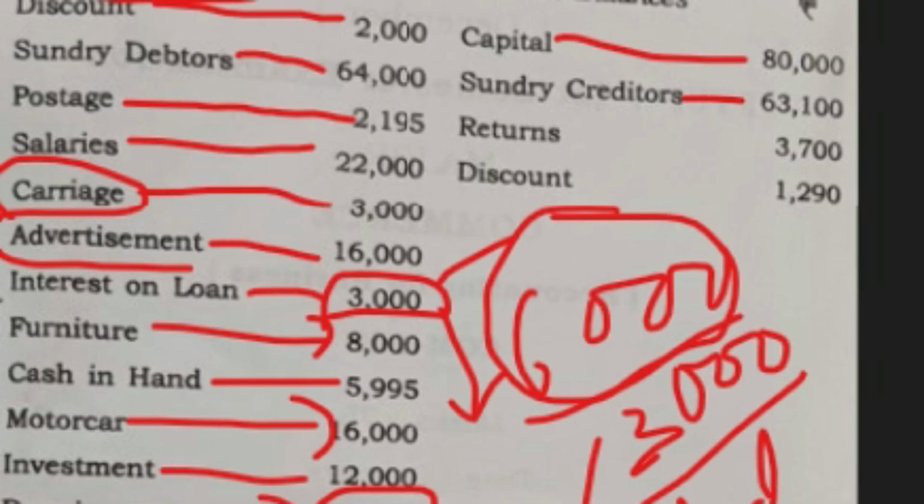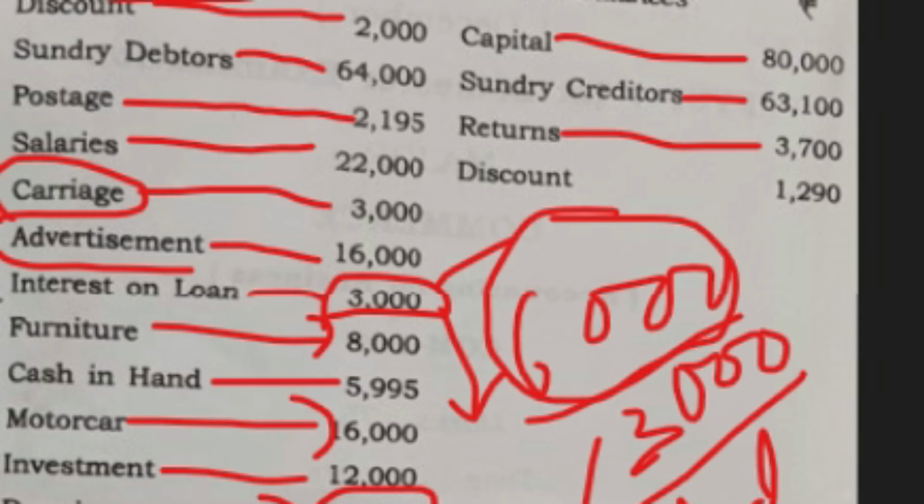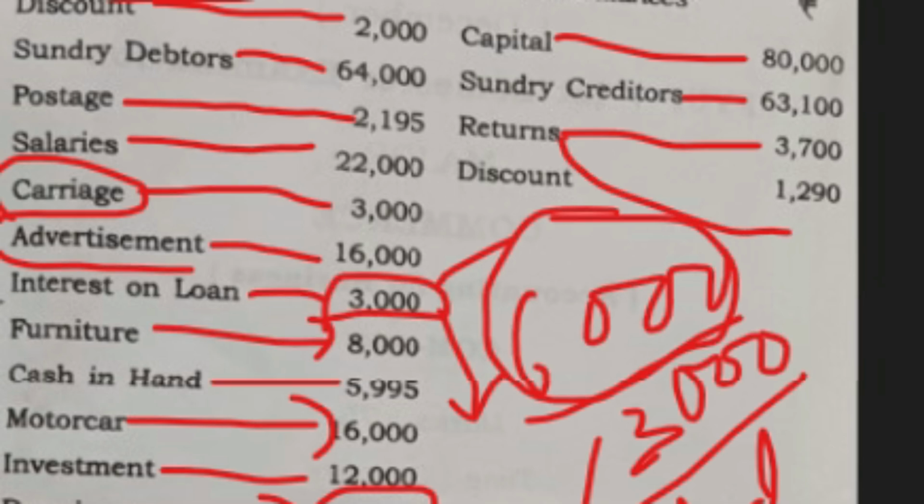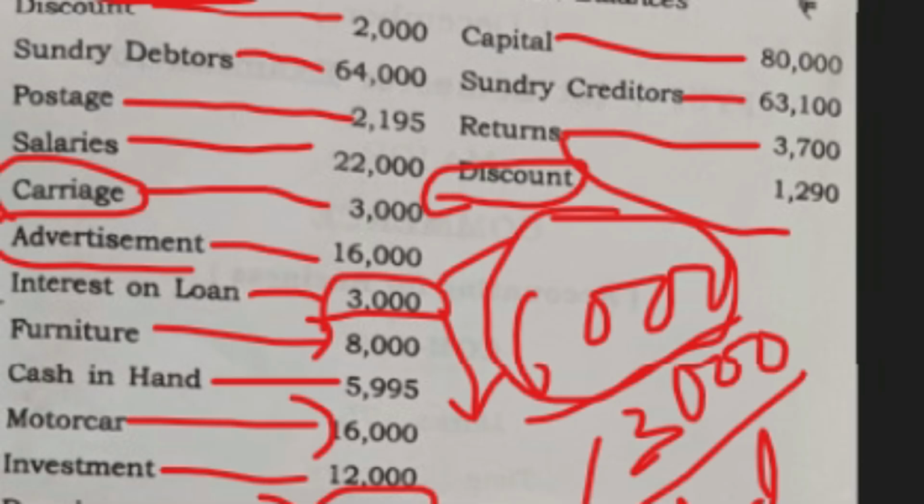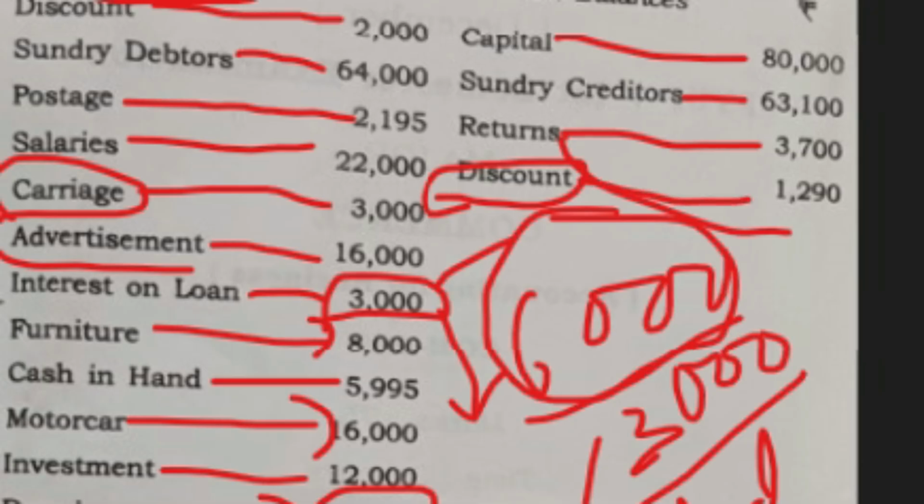Sundry creditors, liability. Return 3,700 shall be deducted from the purchase. That is, purchase returns go on the credit side and sales returns on the debit side. Credit side return is also called return outwards, and debit side return is also called return inwards. And now discount, this is a financial income, 1,290, credited to profit and loss account.